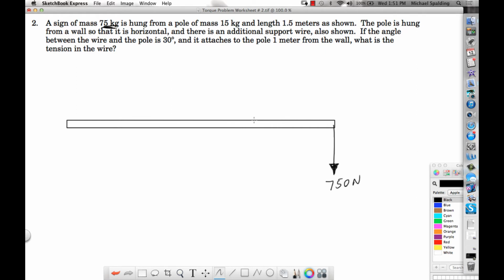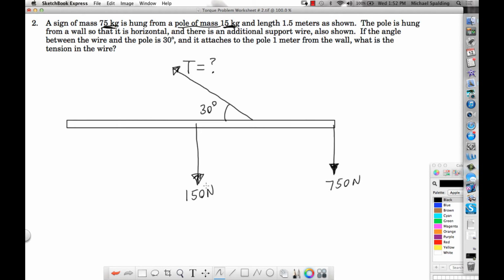Okay, we have a rope. We have a rope like this. Ooh, that's not very straight. Let's do that again. We have a rope that's going like this at a 30-degree angle, like that. And then what else do we have? Oh, tension. This is what we're solving for. We're solving for that tension. And then the pole itself, right? Notice the problem gives us a pole of mass 15 kilograms. So where do we put the weight of the pole? Directly in the center, at the center of mass. So 15 times 10 is 150.